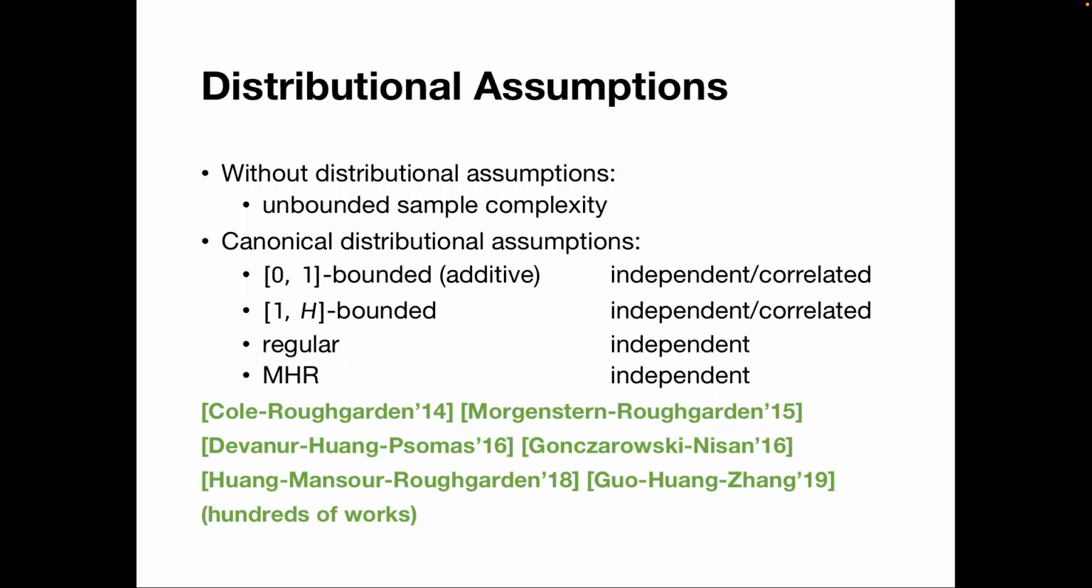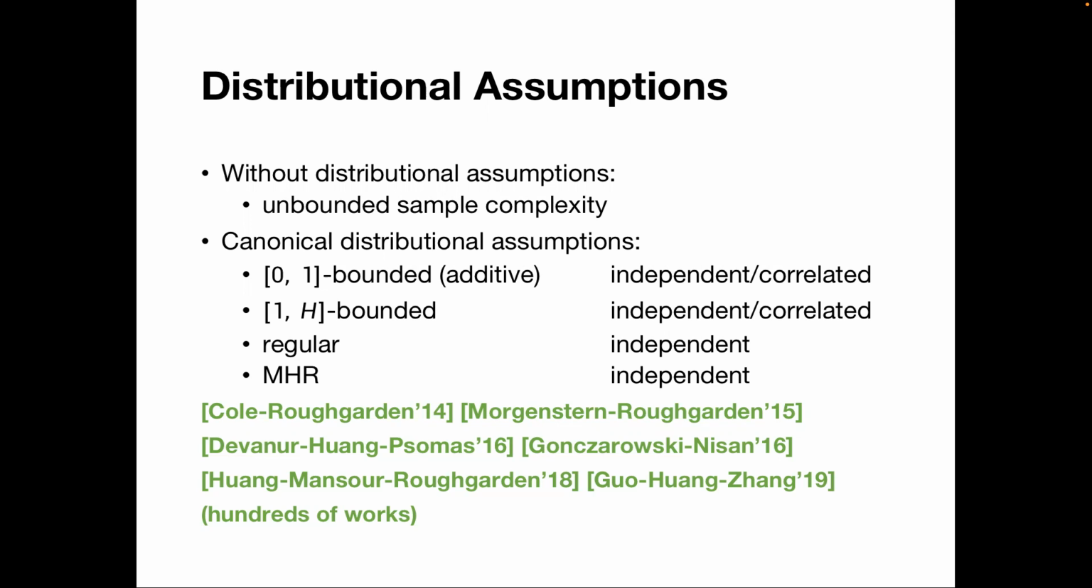Okay, and to make this problem interesting, we actually need some assumption on the distributions. Why? Because without any distributional assumption, this problem is meaningless. That is, any algorithm has unbounded sample complexity. Instead, four canonical distributional assumptions have been made in the literature.